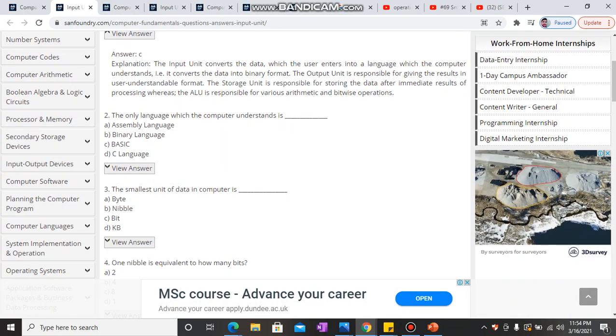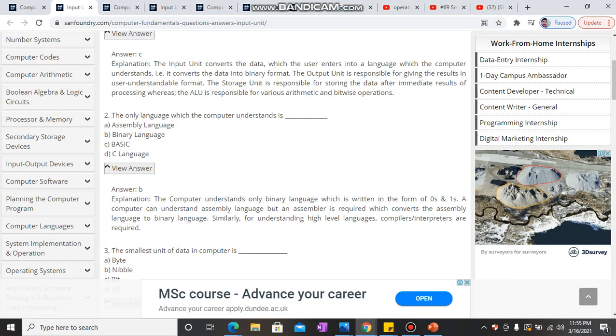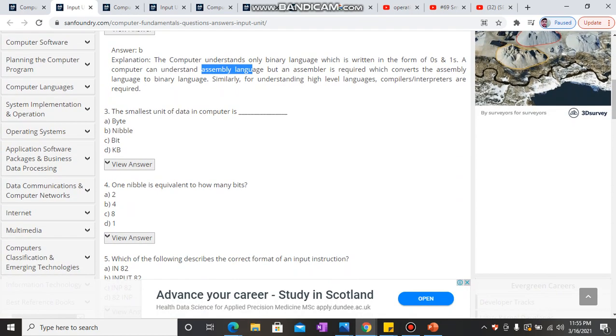Second question: the only language which a computer understands is... It's very simple, it's binary. So B. A computer only understands binary, which is written in the format of zeros and ones. A computer can understand assembly language, but an assembler is required which converts the assembly language to binary language. Similarly, for understanding high-level languages, compilers and interpreters are required, no doubt.